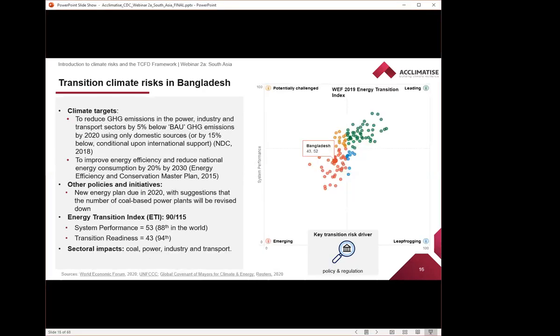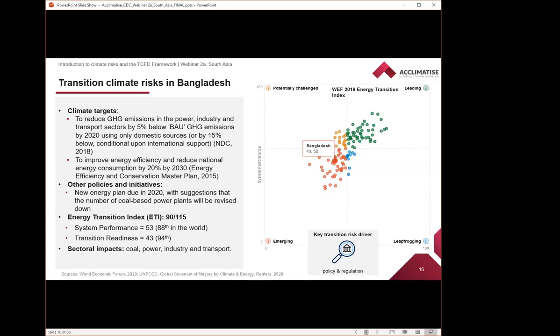Turning to Bangladesh, the country's also made commitments in its NDC around reducing greenhouse gas emissions in certain sectors, and we understand that this is now being revised with new targets as of 2020. Bangladesh also has targets on energy efficiency. It does have a relatively low score on the 2019 ETI, ranking 90th in terms of transition readiness. You can see that Bangladesh is still within the emerging group, the bottom left quadrant. It is closer than many other countries in this group to the leapfrogging group, which shows, again, perhaps more transition risk in this country than others in the emerging group, which is somewhat similar to India.